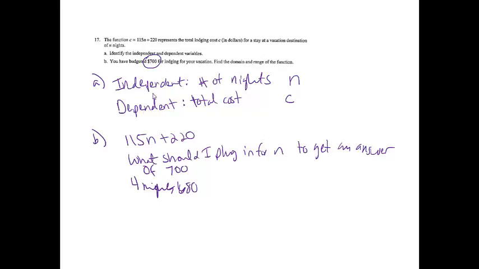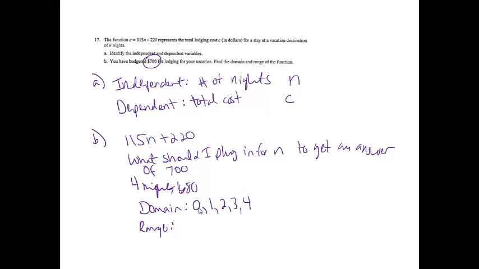So when it was asking for the domain, I could, I guess, choose not to stay at the hotel, but the most I could stay is 4 nights. So I could stay 0 nights, 1 night, 2 nights, 3 nights, or 4 nights. And so my range is just going to be the cost that goes with each of these.